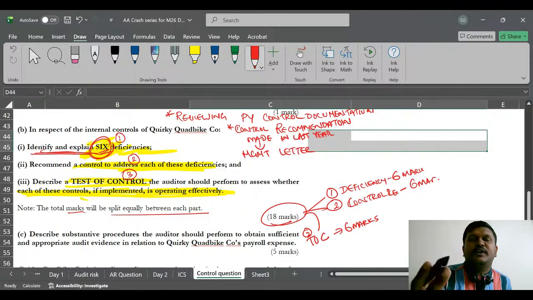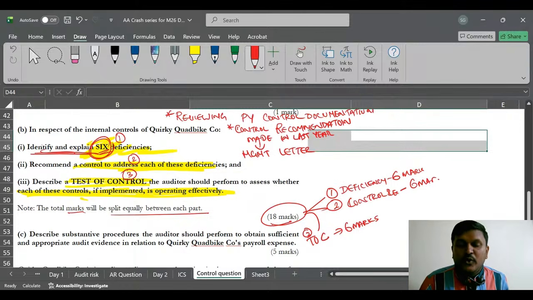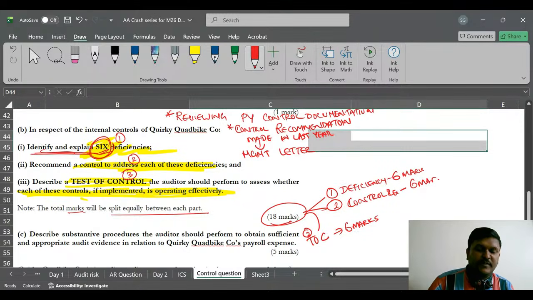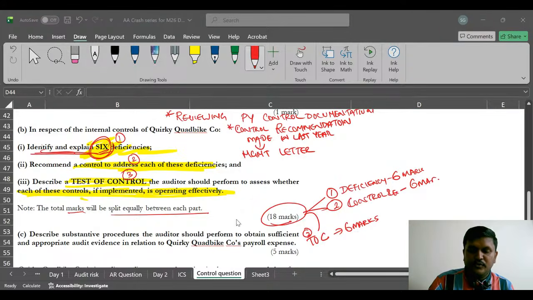If you have that particular thing, how do you identify this? It is always equally distributed. So here we need to come up with only 6 deficiencies, 6 control recommendations, and 6 tests of controls to test the recommendations you have made over here. So, understood the question over here, what you have to do?